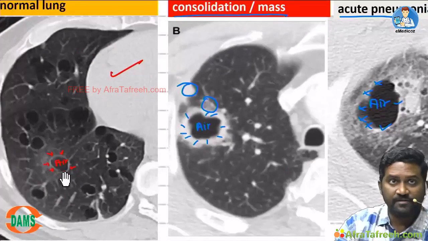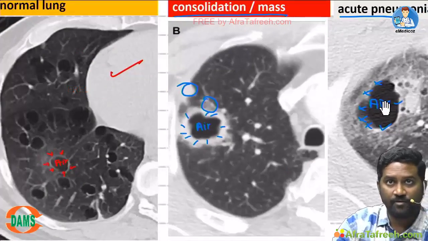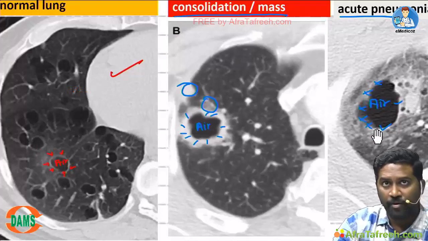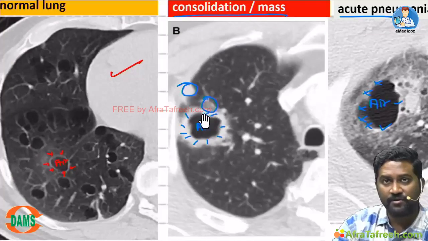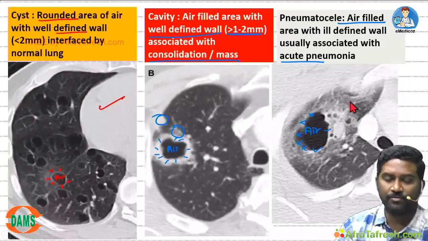See the difference. In this cyst you can notice a well defined wall. Here there is no proper wall at all. Here there is a well defined wall. The dimensions are generally more, associated with surrounding consolidation or mass. This is cavity. All these are cysts, and this will be a pneumatocele.